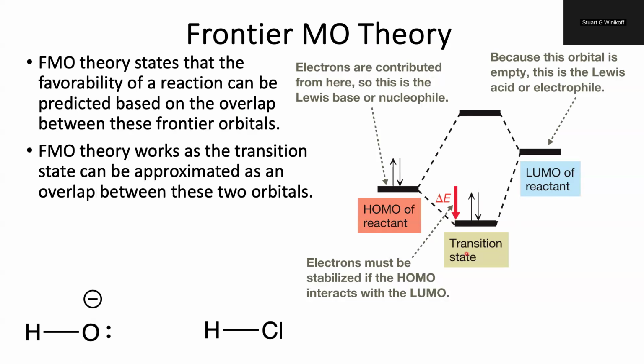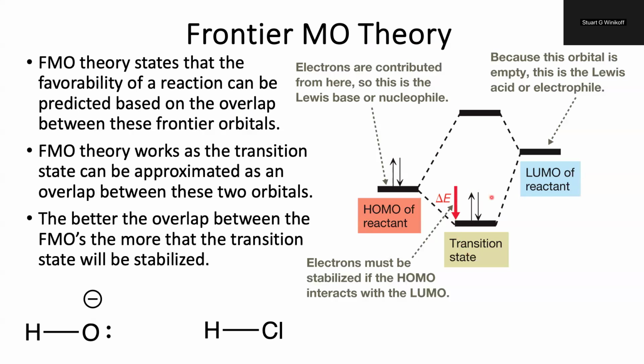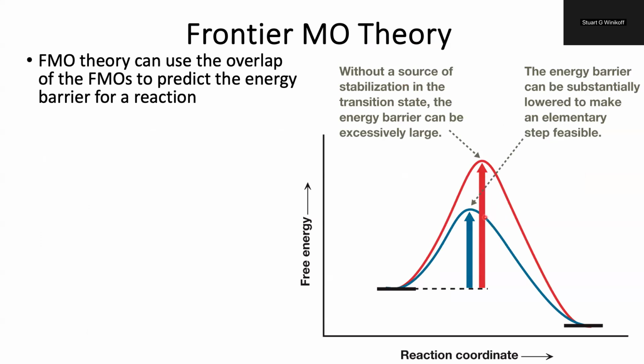So the real focus of frontier molecular orbital theory is saying that transition state energies and the transition state itself can be modeled as an overlap between these two frontier molecular orbitals. The better that overlap, the lower in energy our transition state. So a really good transition state is going to have very good overlap between that HOMO-LUMO. A very bad transition state would have a very poor overlap. And so as a result, the more I'm able to stabilize that overlap, the lower in energy my transition state, the more easily I should be able to move between reactants and products.